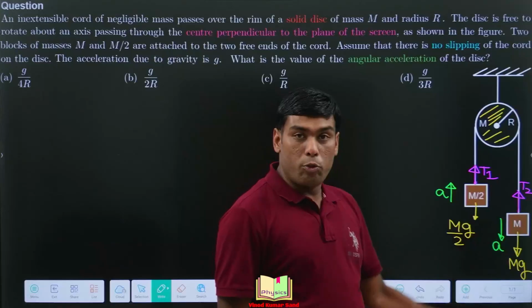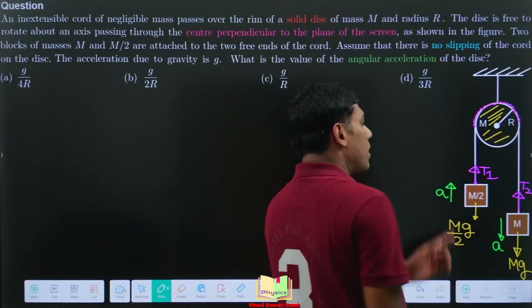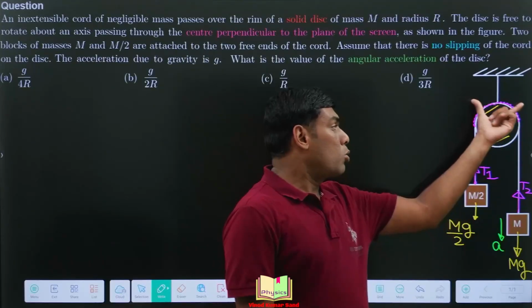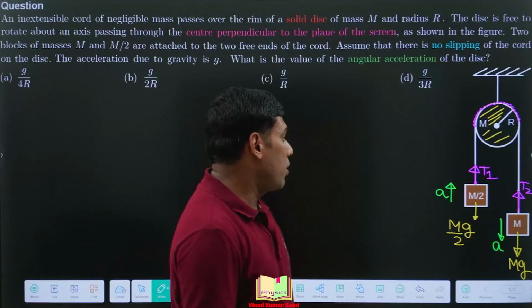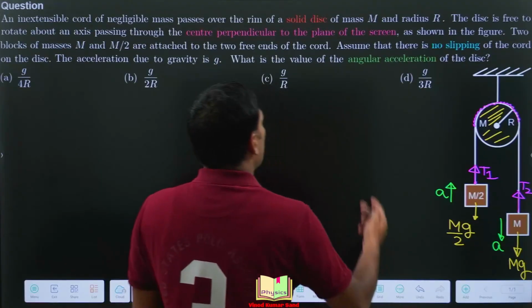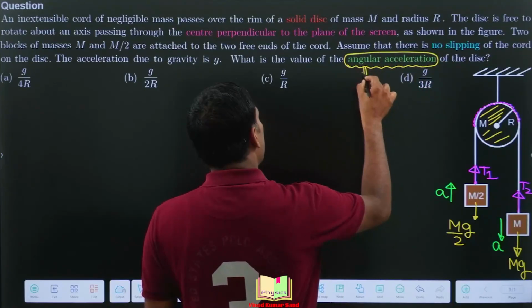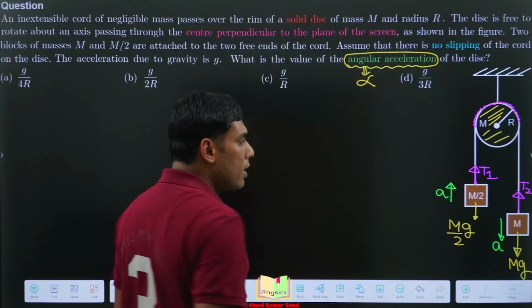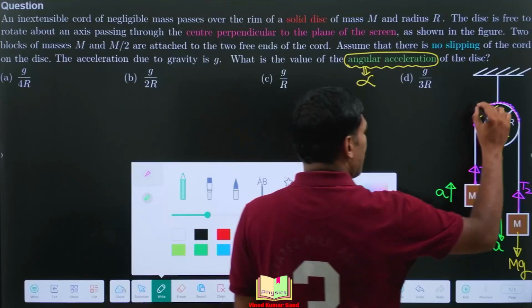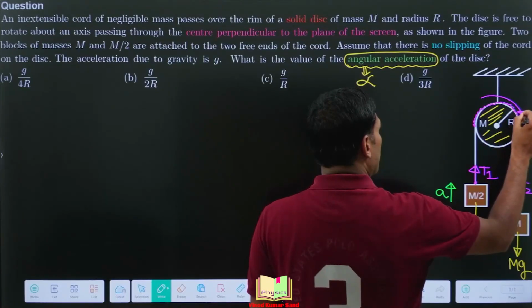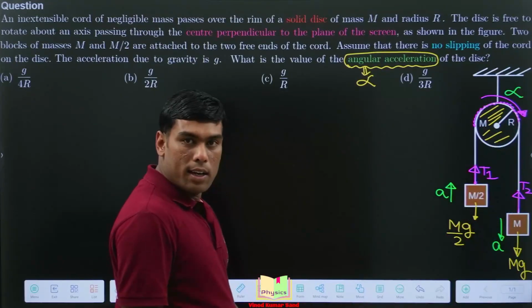Why is the tension different? The cause is the friction here. There is friction between the string and the pulley. Due to that friction, the tension here and the tension here will be different. Okay. Now the question is asking us the angular acceleration of the disk, which means we have to find the alpha of the disk. Suppose we imagine the angular acceleration of this disk as shown here. We call this alpha and we have to obtain that alpha.